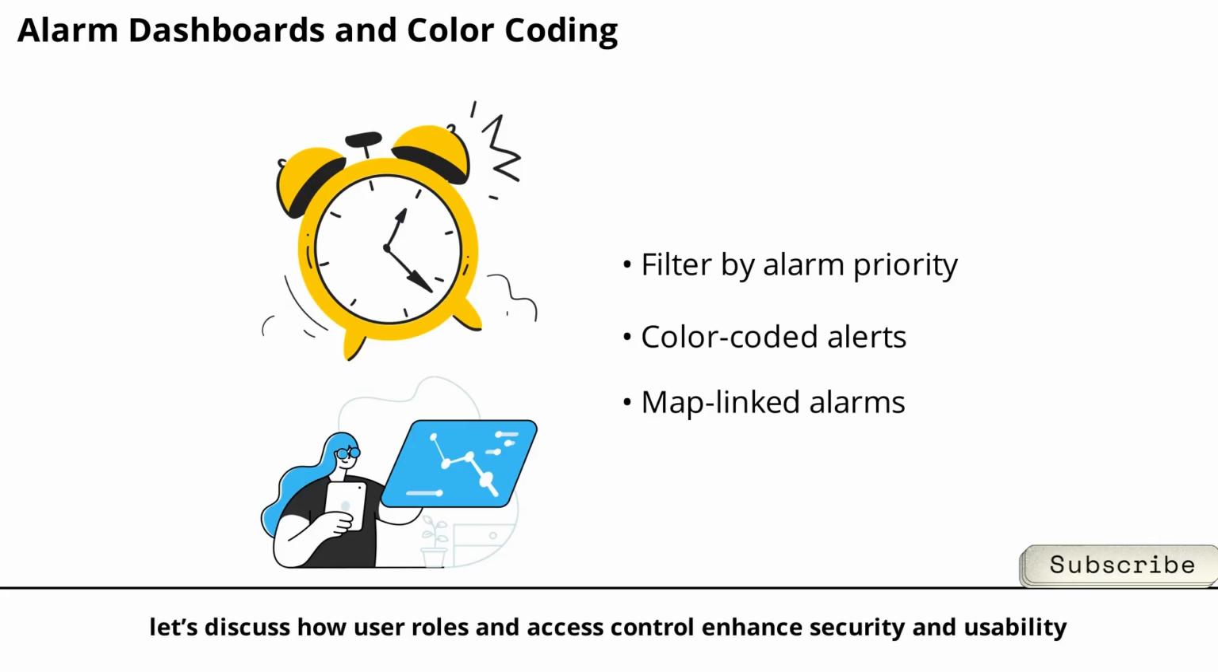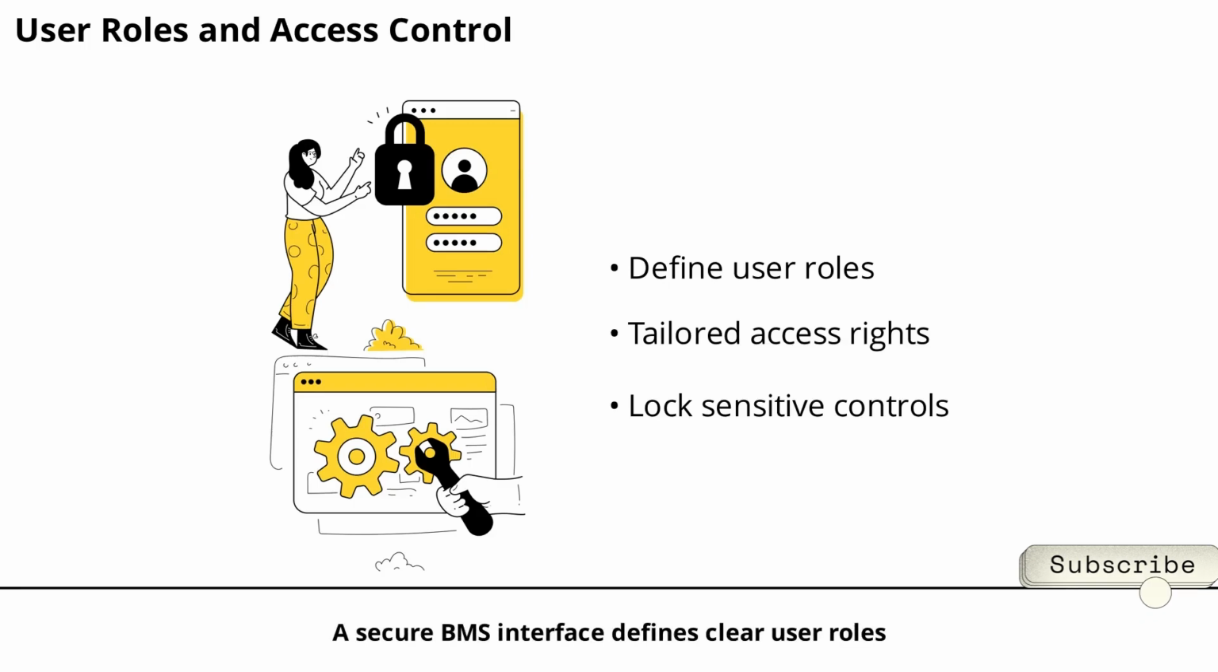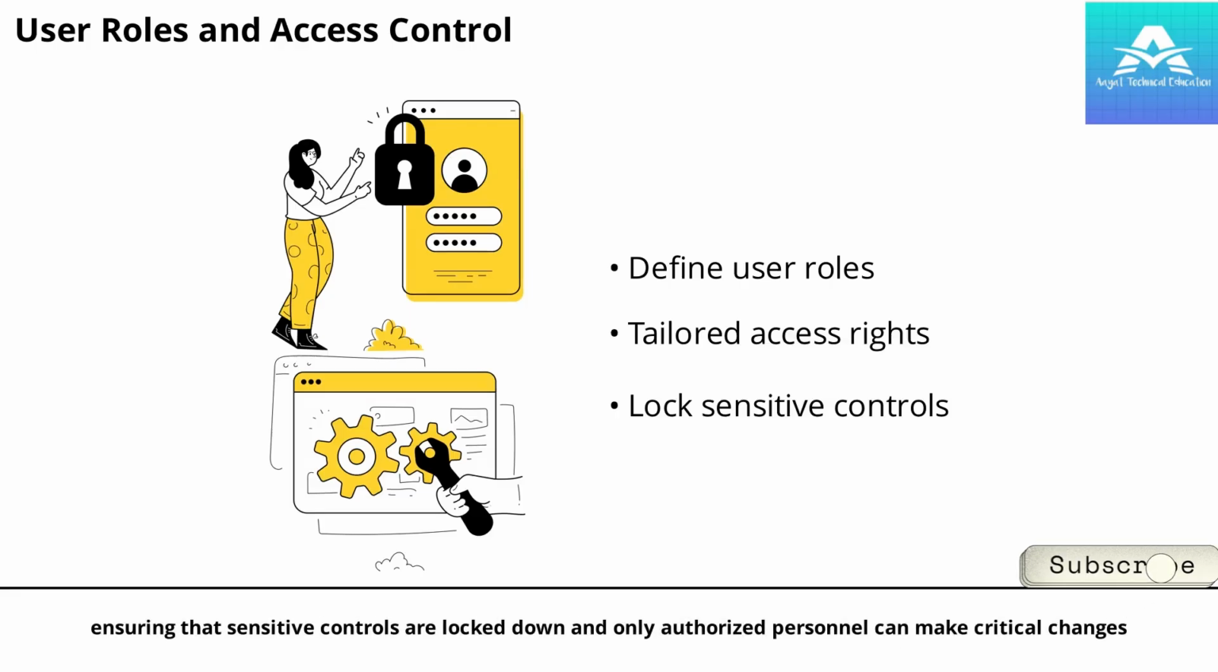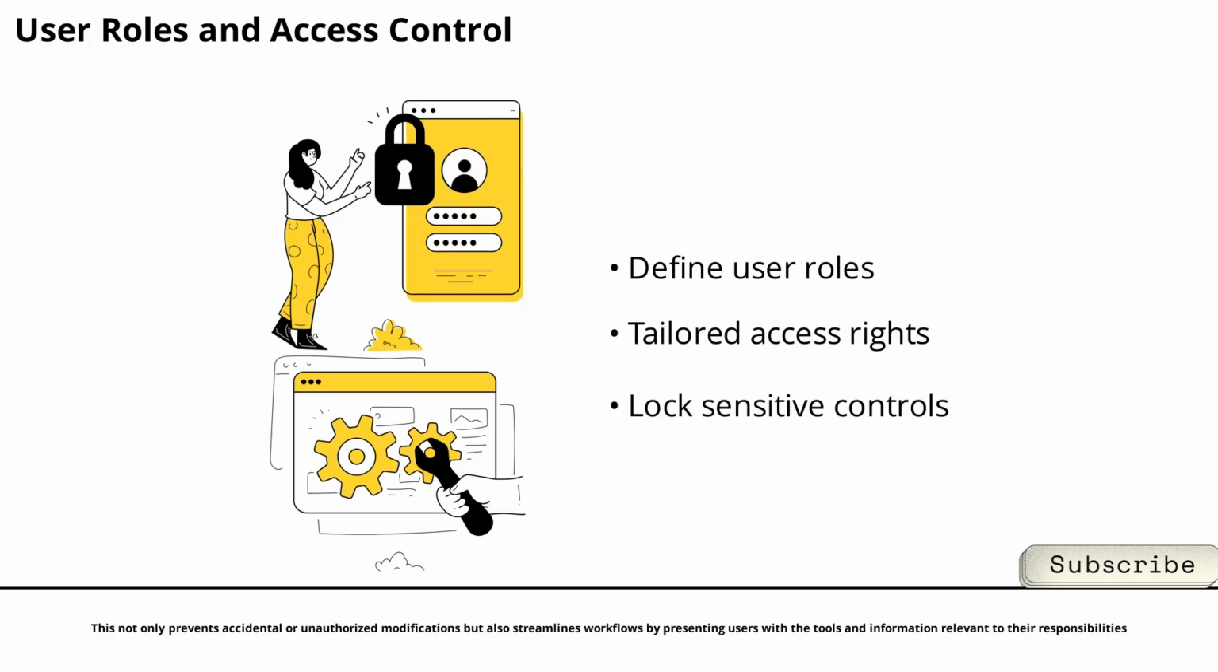Now, let's discuss how user roles and access control enhance security and usability. A secure BMS interface defines clear user roles, such as operator, engineer, and administrator. Each role comes with tailored access and control rights, ensuring that sensitive controls are locked down and only authorized personnel can make critical changes. This not only prevents accidental or unauthorized modifications, but also streamlines workflows by presenting users with the tools and information relevant to their responsibilities.